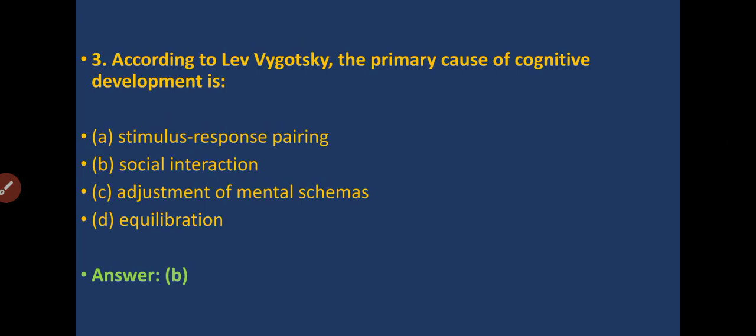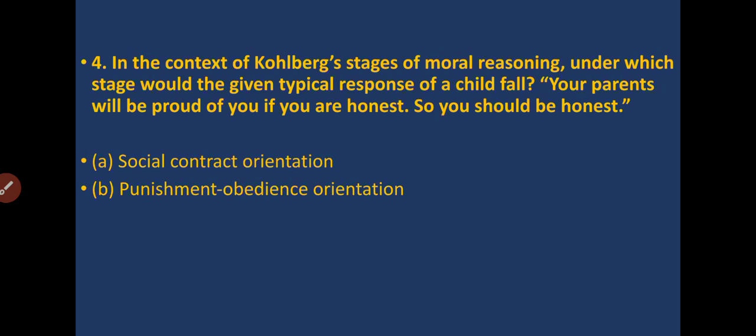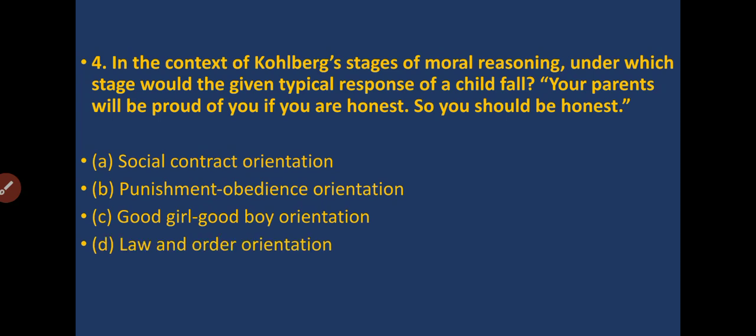Social interaction. Next, in the context of Kohlberg's stages of moral reasoning, under which stage would the given typical response of a child fall? And the response is, your parents will be proud of you if you are honest. So you should be honest. Option A, social contract orientation. Option B, punishment obedience orientation. Option C, good girl, good boy orientation. Or option D, law and order orientation. The correct answer is option C, good girl, good boy orientation.